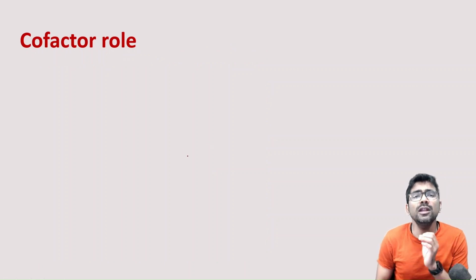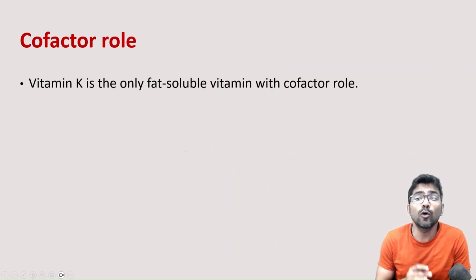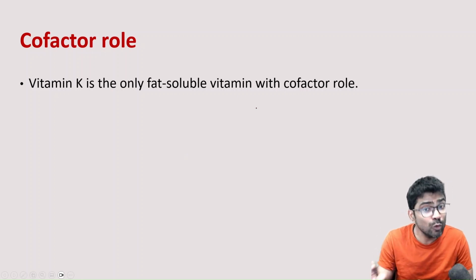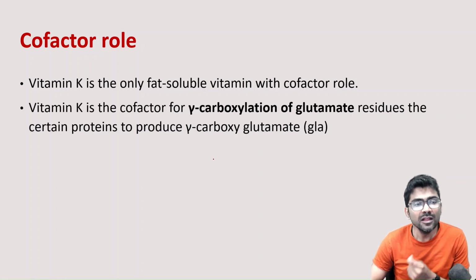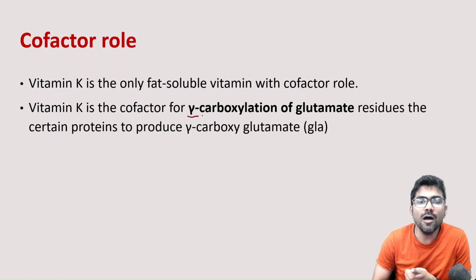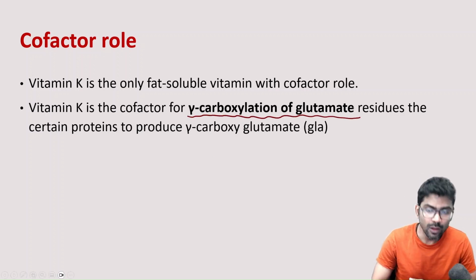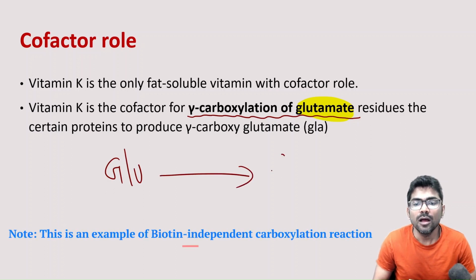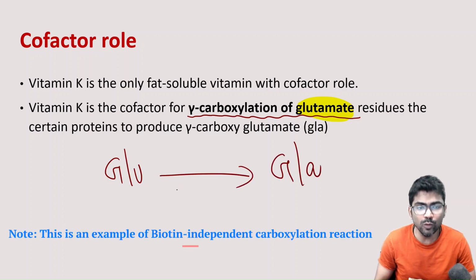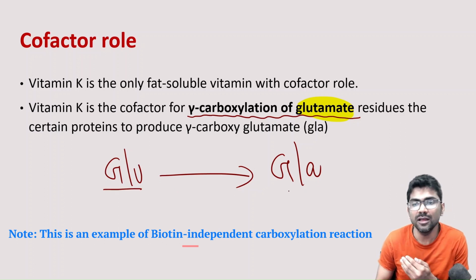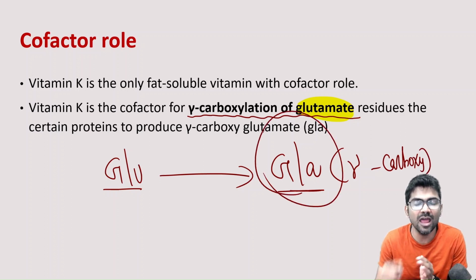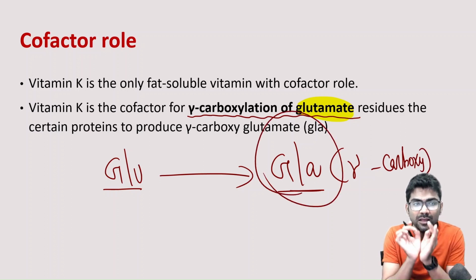Vitamin K is the only fat soluble vitamin with cofactor role, whereas all the water soluble vitamins, B complex and C, have cofactor role. Vitamin K is the cofactor for gamma carboxylation of glutamate, right? So vitamin K helps in the production of gamma carboxyglutamate. Glu to GLA. Glu is glutamate. GLA is gamma carboxyglutamate. So hereafter whenever I say GLA, that means it is gamma carboxyglutamate.